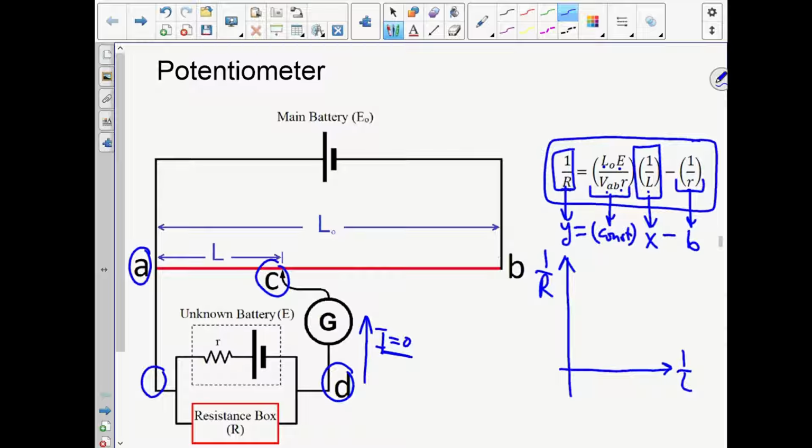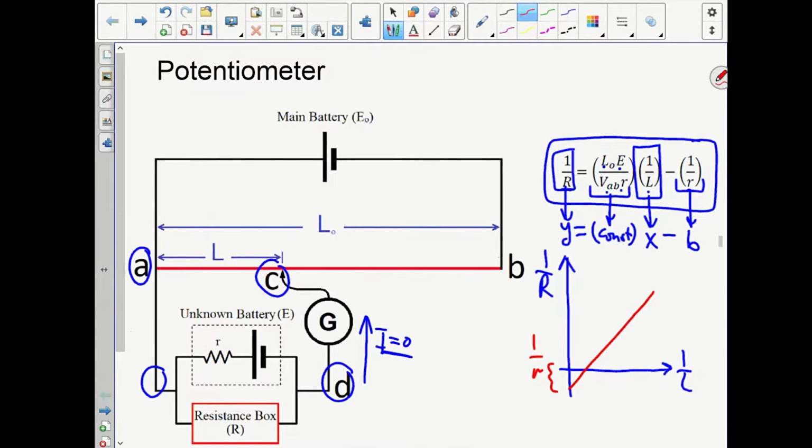So the equation looks like y equals a constant times x minus b, which is the equation of a straight line that has a negative y-intercept. So we expect our relation to look like this. So it's a straight line with a negative y-intercept. Notice that the internal resistance is equal to 1 over the y-intercept. Make sure that at the end you get a positive number for the internal resistance. There is no negative resistance.